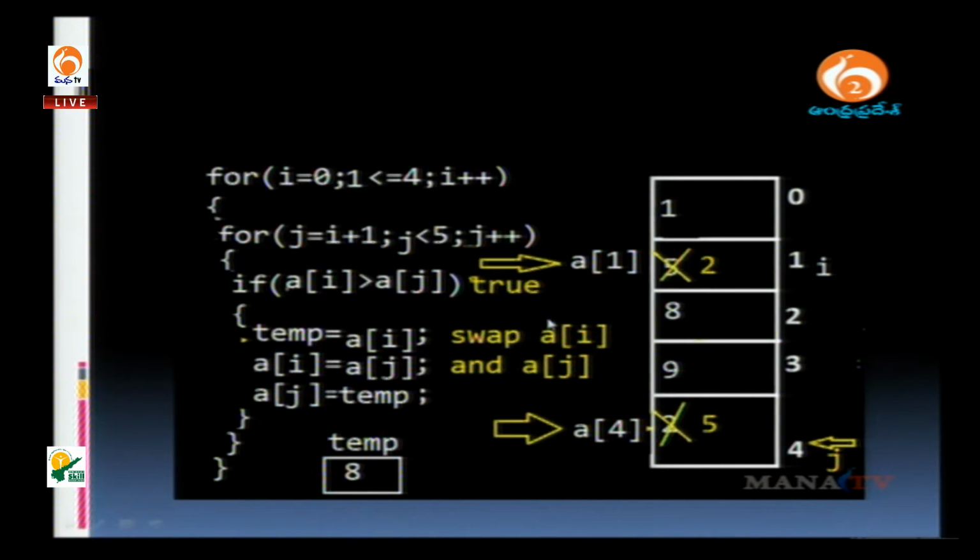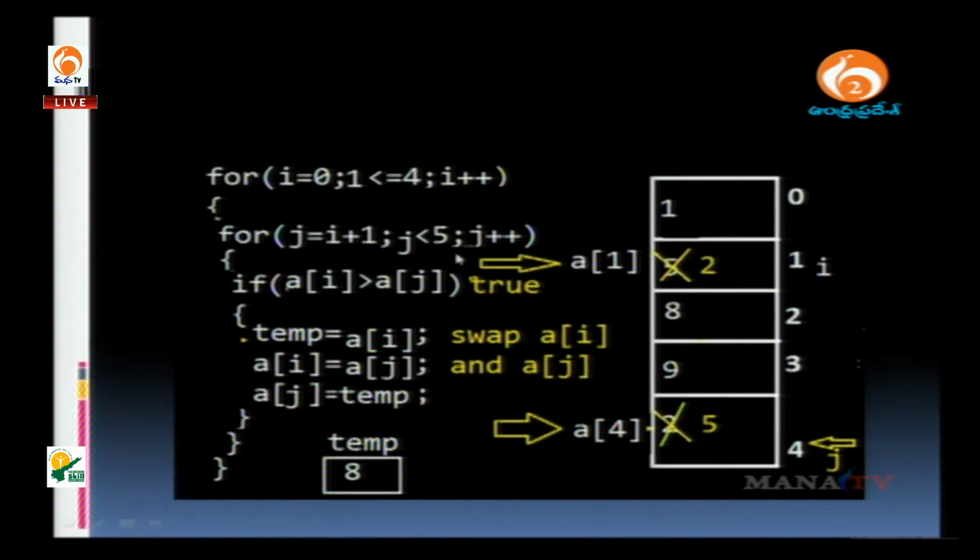Swapping logic implemented here. Swapping means interchanging the values. We are interchanging A of 1 with A of 4. Next iteration. Now the control moves to j++, meaning the inner for loop is executed again.